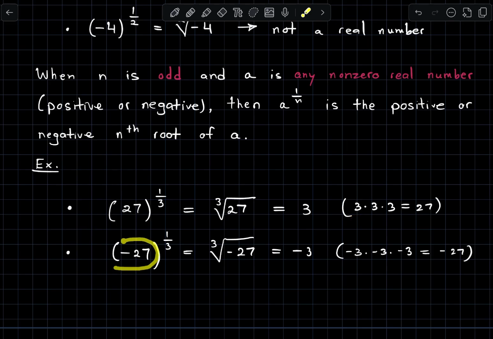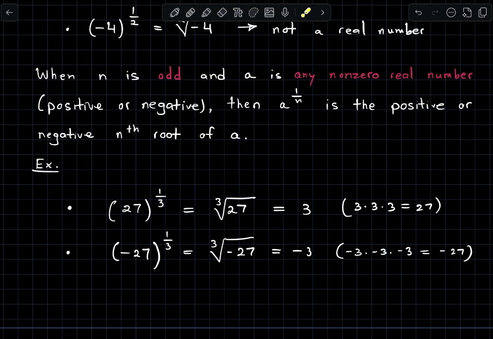So if we had negative 27 as our base, and we tried taking it raised to the 1/3 power, which is the same thing as taking the cube root of it, this is going to come out to negative 3, because negative 3 times negative 3 times negative 3 is in fact negative 27. Okay, so you can obtain a negative number when you've got the same number multiplied by itself an odd number of times. So 3 times, or 5 times, or 7 times, and so on and so forth.